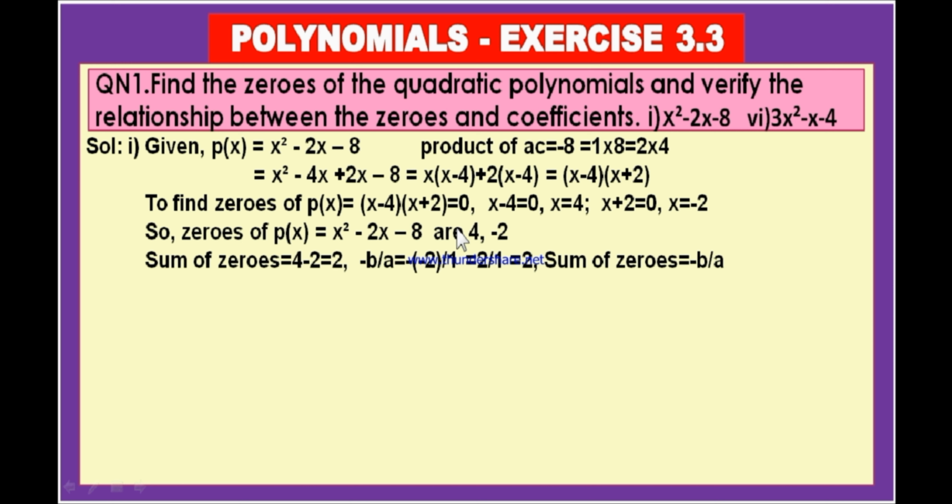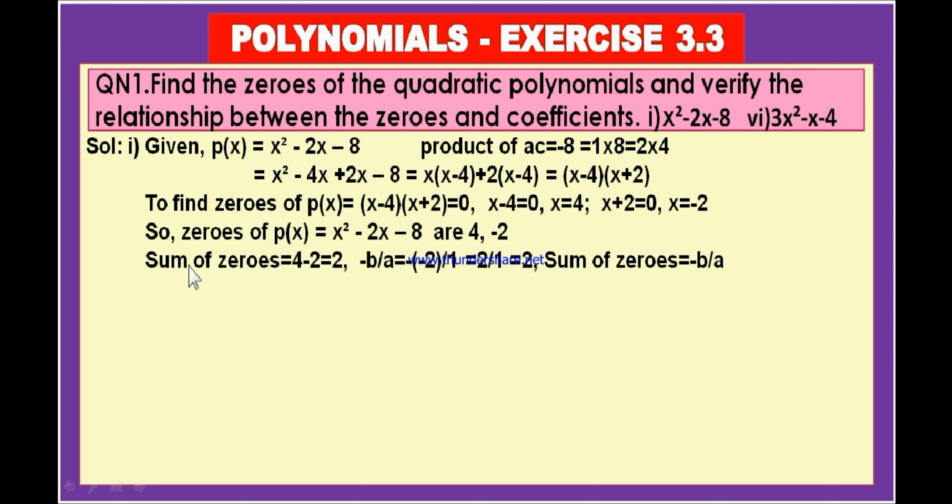Sum of the zeros means you have to add both. What is 4 minus 2? 2. Sum of the zeros is 2. And let us find the value of minus b by a. Here, the given quadratic polynomial is in the form of ax square plus bx plus c. Then a value is 1, b value is minus 2 and c value is minus 8. Then minus b by a means minus b value is minus 2 by a value is 1. What is minus of minus? It is plus 2 by 1, which is equal to 2.